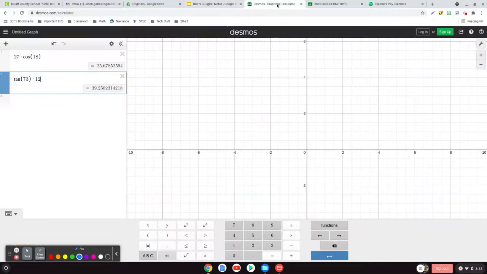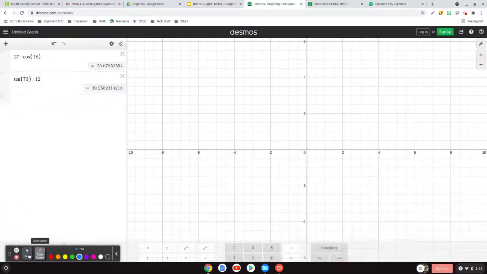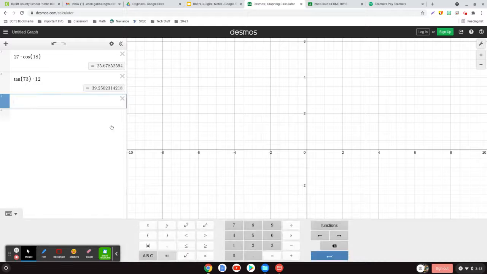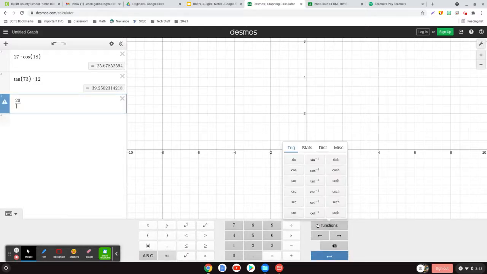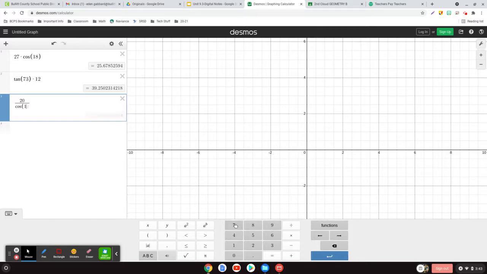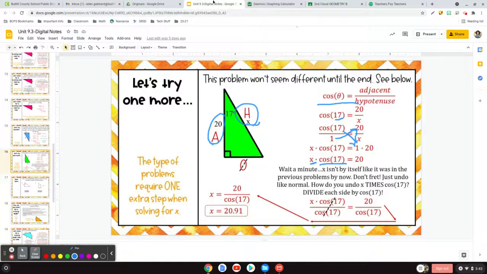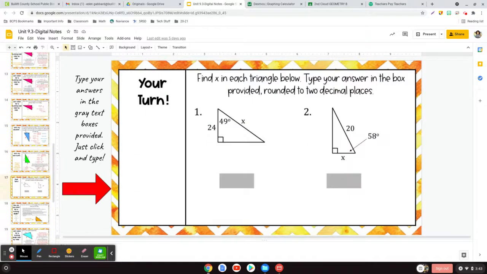So that's where you go and you put in your calculator: 20 divided by the cosine of 17. And it comes up to 20.91.